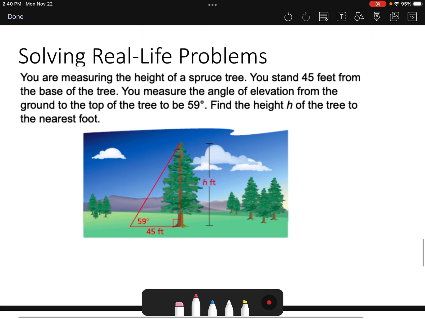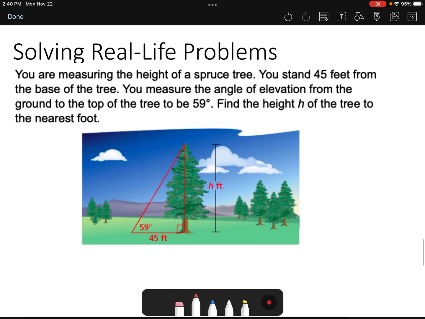Now, we can apply this in many different ways. One of them being, we can go out and measure a tree's height by simply finding the distance away from a tree, say 45 feet, and then measuring the angle of elevation. And actually, there's different ways you can measure that angle of elevation. You can create your own with a protractor. It's pretty easy. Well, that's about 59 degrees.